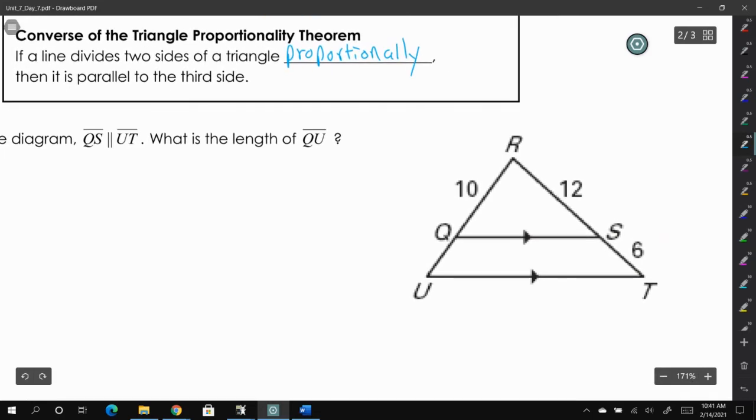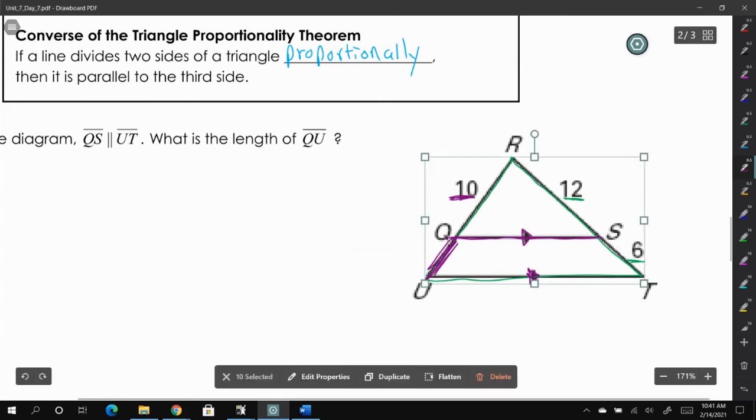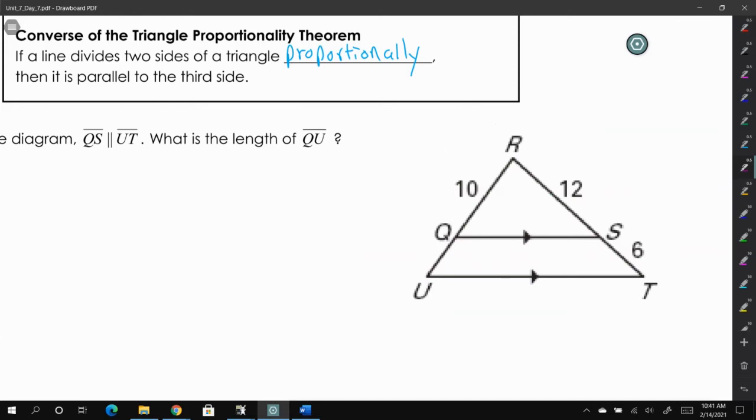So basically what that looks like, and I'm going to erase some of these drawings, these outlines, in a minute. So I have this big triangle here, and if I draw QS to ensure that it is parallel to UT, then the side lengths of the triangle are proportional. So I could use this 12 and 6 in conjunction with this 10 to get the length of QU right there. So let me erase this and show you what I mean.